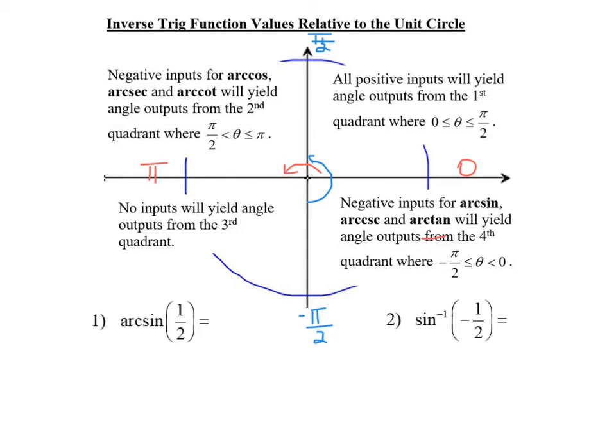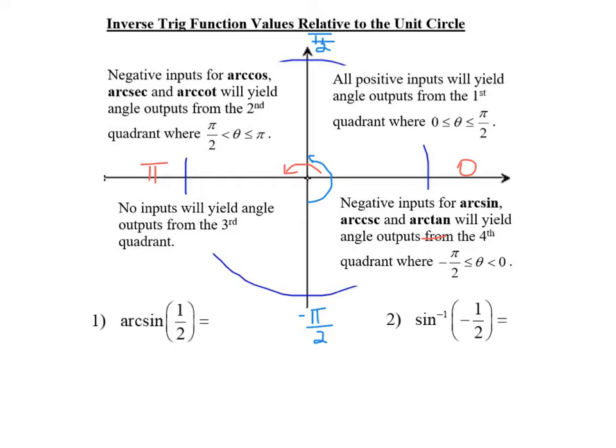You can see that all of them do involve the first quadrant, right? Anytime you have a positive input for one of these inverse trig functions, the output will come from the first quadrant. It has to. You'll also notice none of the outputs are in the third quadrant, so no inputs that you can put into an inverse trig function will yield an output from the third quadrant.